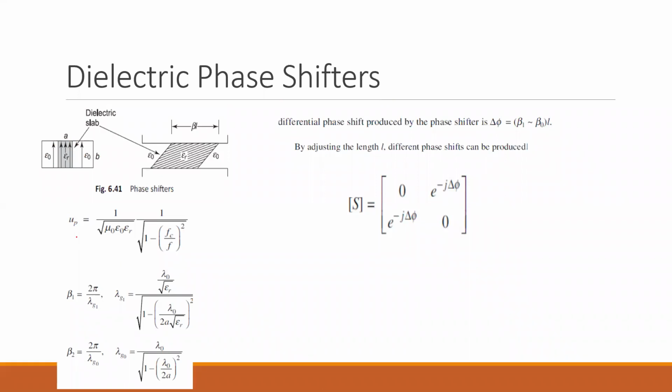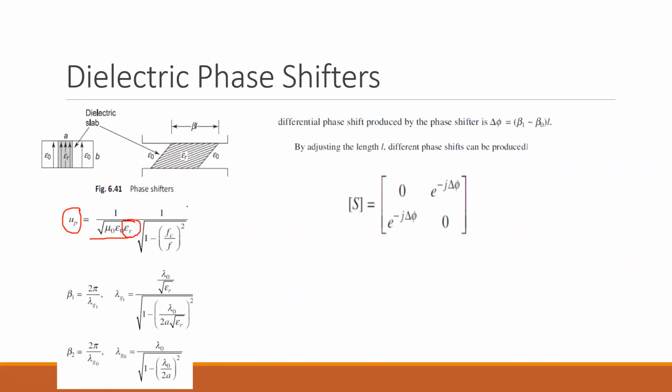So here you can see that the phase velocity of the wave is actually given by this equation. That is phase velocity Vp or Up, what you have represented. It is given by 1 divided by square root of mu naught into epsilon naught into epsilon r. Now, when you want to change the phase, you can have two parameters. That is, you can have the parameter epsilon r, which is the relative dielectric constant of the material which is being introduced.